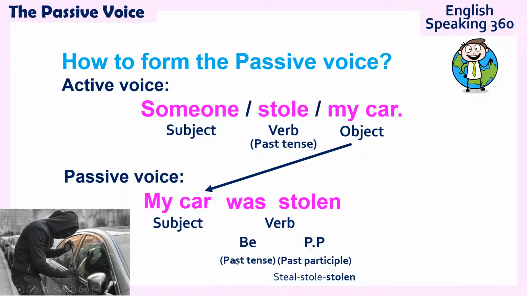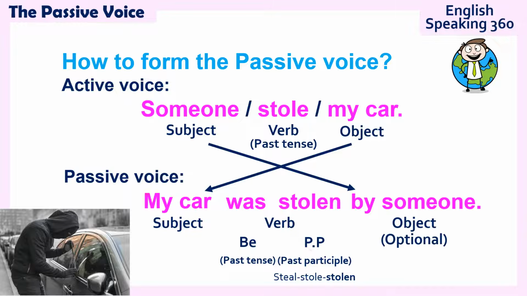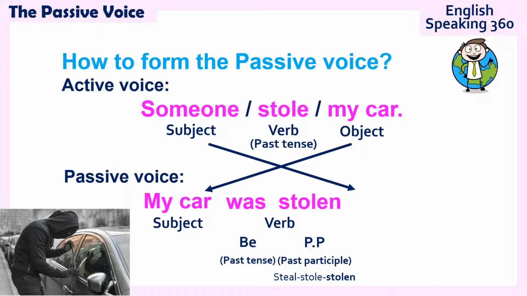And the second part is the PP of the original verb. The PP is the past participle. Steal, stole, stolen. Finally, the subject is put at the back of the sentence by someone. So we need a preposition right there, by someone. You cannot say my car was stolen someone. My car was stolen by someone, but the object is optional in this case. You can very well say my car was stolen. Everybody knows that your car was stolen by someone, of course.